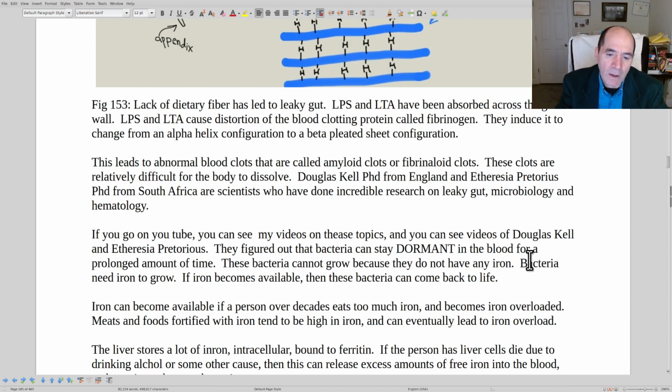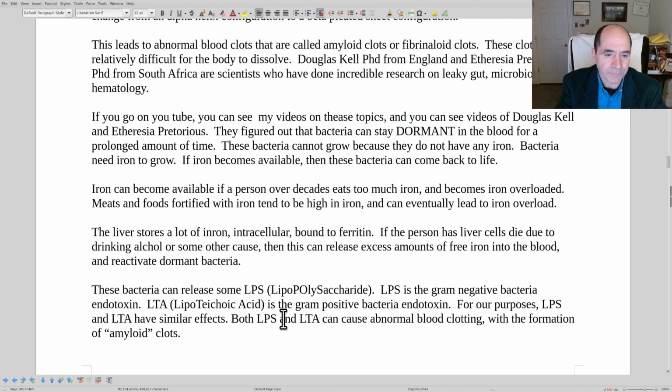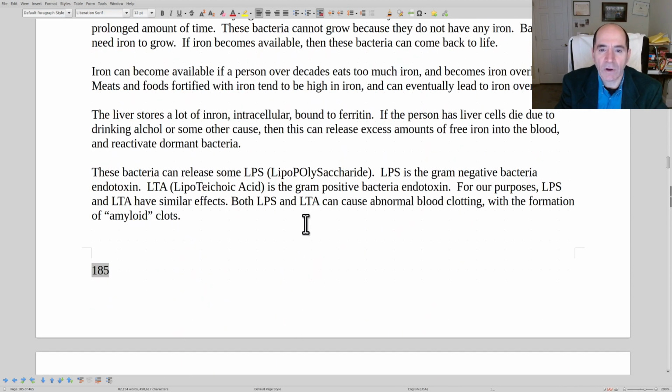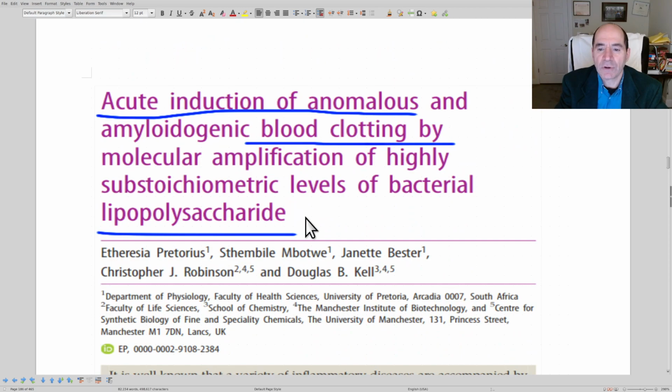Okay, we also talked about you don't want to be iron overloaded because the iron is needed by the bacteria to proliferate in your blood. If you keep your iron levels low, and like I said, it's good to keep your serum ferritin level down, in the ballpark of, let's say, 25 to 80. Okay, drinking alcohol can injure liver cells and free up some iron. You don't want that.